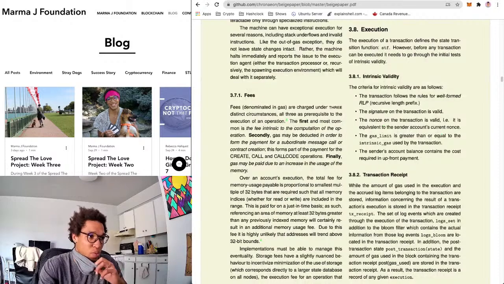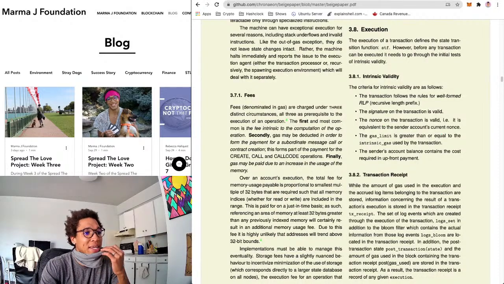Okay, so fees, this is where we're getting into the fees, are denominated in gas, are charged under three distinct circumstances. All three are as prerequisite.